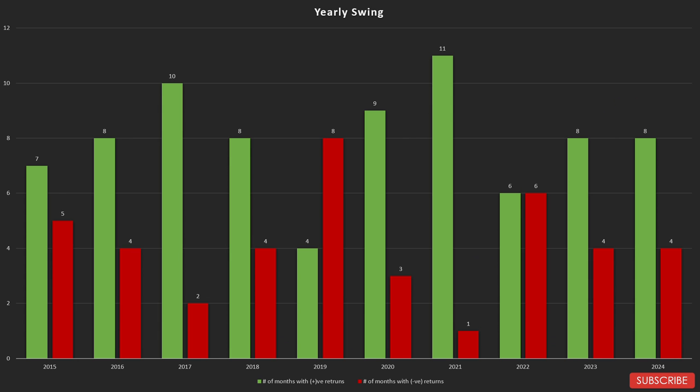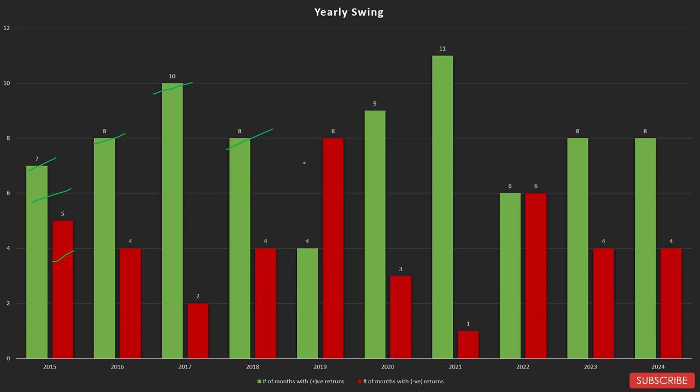Let's move on to the second graph, and this is the yearly swing graph, which shows the number of positive and negative returns months. So this is a bar graph in which this green bar shows the number of months with positive returns, whereas this red bar shows the number of months with negative returns. So in 2015, 7 months gave positive returns. In 2016, 8 gave positive returns. 2017, 10 out of 12 months gave positive returns for the sector.